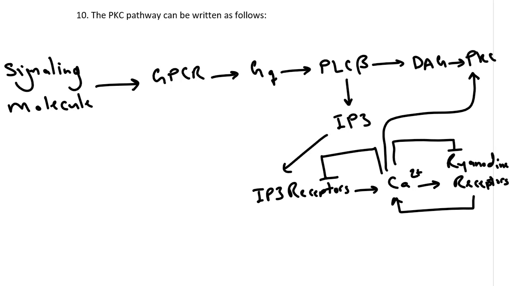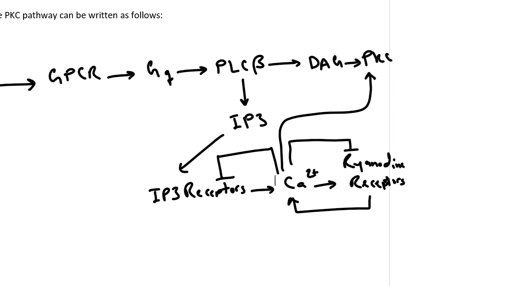Now, at this point, PKC will go on to activate proteins that are downstream, and that will eventually lead to a specific response depending on what proteins are activated by PKC. PKC is a kinase. It can go on to phosphorylate downstream targets. Those targets will be different depending on the cell type because of differentiation.